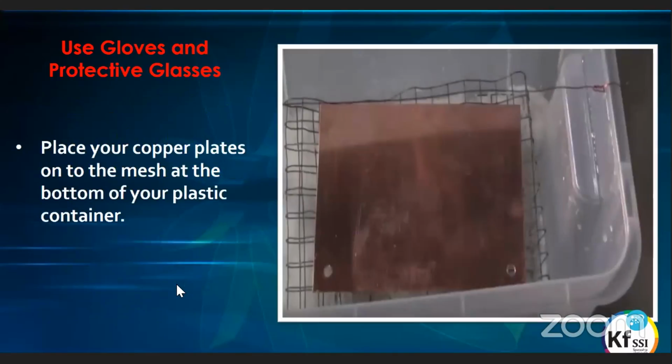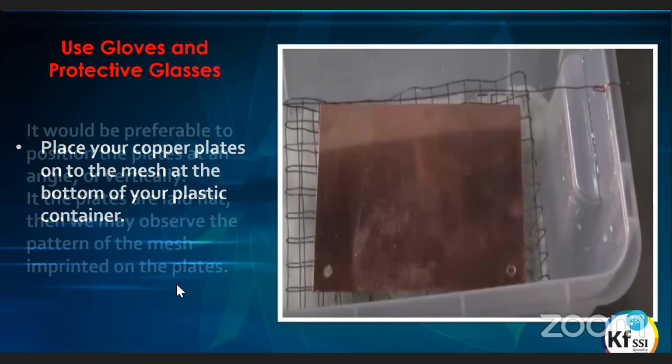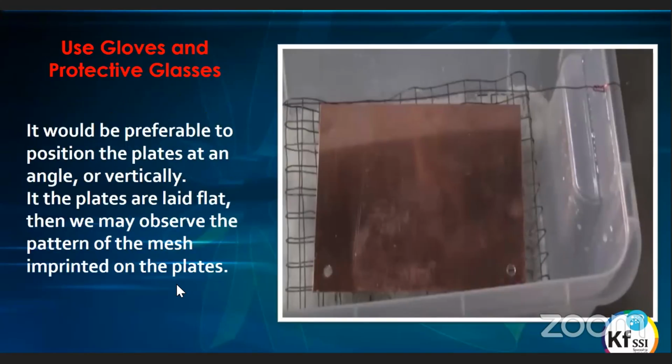You can then place your plates onto the mesh at the bottom of your container. And just another point on when you're placing your plates, if you can, it would be preferable to position the plate at a slight angle or even vertically, because if the plates are laid flat, then we may observe the pattern of the mesh imprinted on the plates. So it just depends on your size container and how you would like to do it. But ideally, you'd want your plates to be standing upright.